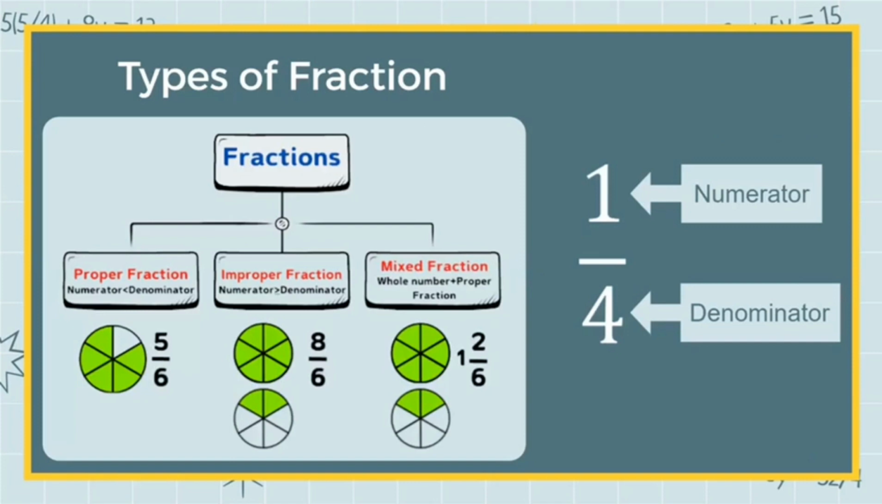There are three types of fractions. The first one is proper fraction, in which the numerator is smaller than the denominator. The second type is improper fraction, in which the numerator is larger than the denominator. The third type is mixed fraction, in which there is a whole number and a proper fraction.